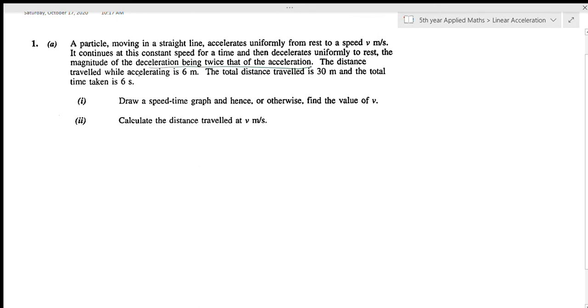The total distance travelled while accelerating is 6 meters. And the total distance travelled altogether is 30 meters. Total time taken is 6 seconds. So first of all, draw a speed-time graph and hence calculate the value of v.